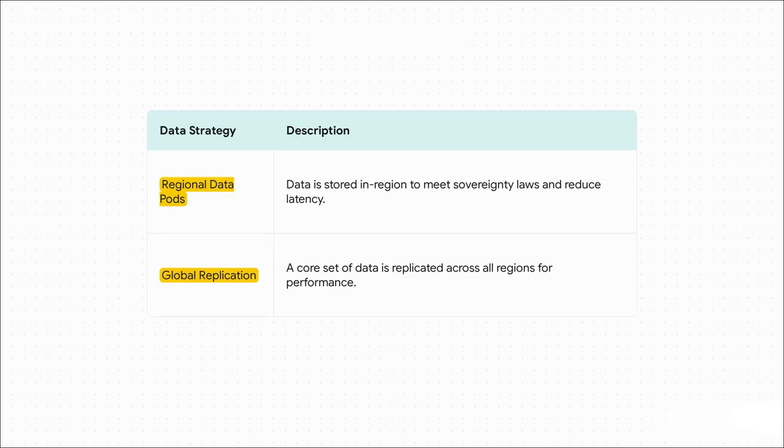Well, you do it with a hybrid strategy. This slide shows the two-part solution perfectly. First, you create what are called regional data pods. This means a European user's personal data lives exclusively in the European region. Boom, data sovereignty laws are satisfied. Second, for all the common data that everyone needs, things like product catalogs or config settings, you use global replication to copy it everywhere for the best possible performance. It's really the best of both worlds.